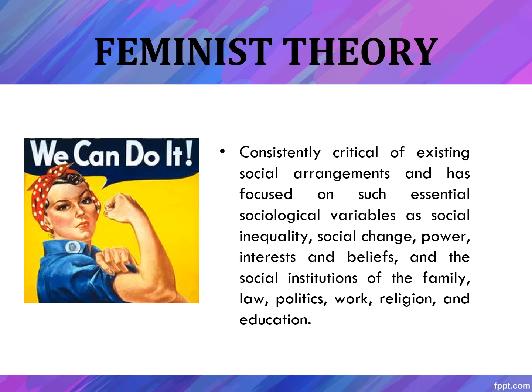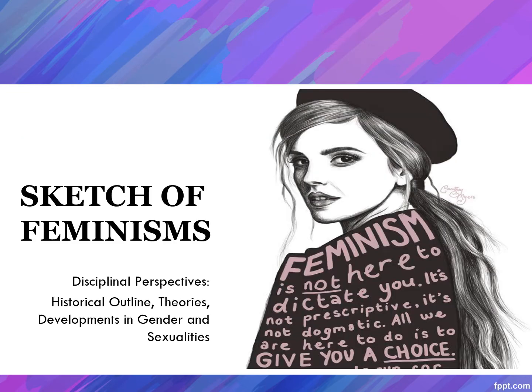In this formulation, we can say that feminism is highly critical of social arrangements, and it will definitely focus on a lot of variables such as social inequality, social change, power, interests, and beliefs, and of course, the gender socialization processes, the institutions that propagate such ideas, such as family, law, politics, work, religion, and education.